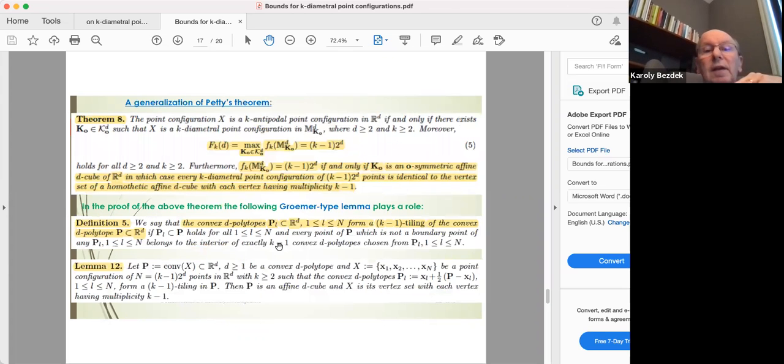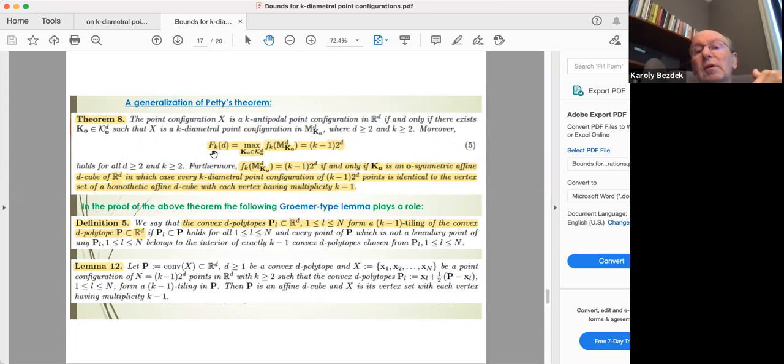Okay, so after this, here's the extension of Petty's result, which says the following. The point configuration capital X is a k-antipodal point configuration in R^d if and only if there exists a norm. In other words, there exists an origin symmetric convex body K0 such that X is a k-diametral point configuration in the d-dimensional Minkowski space induced by K0.